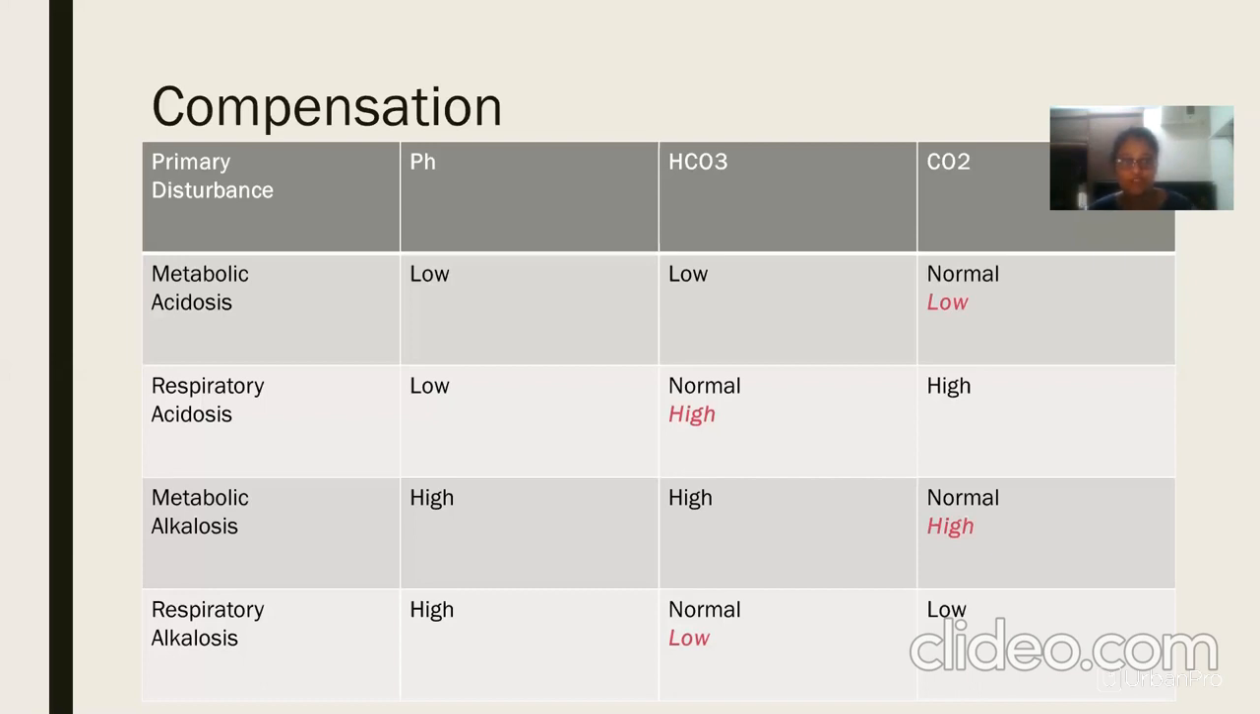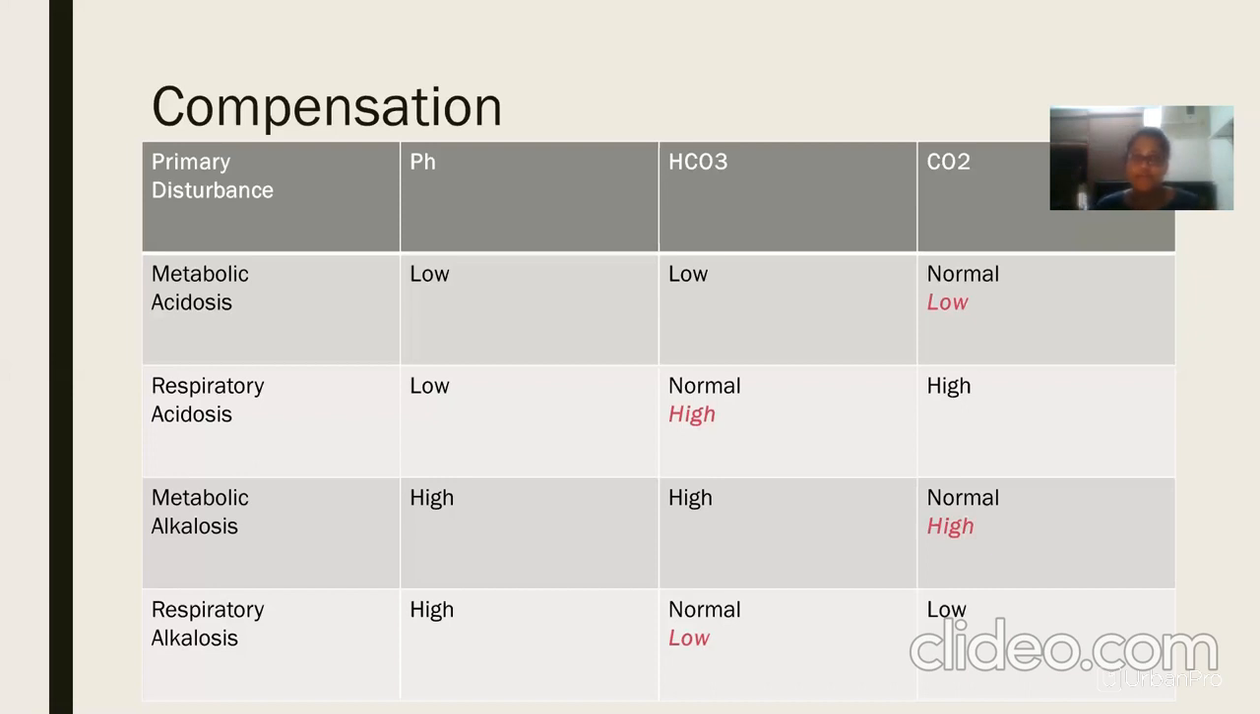Next slide, which is the next point, is metabolic alkalosis. Your pH is high, your bicarb will be high, and hence carbon dioxide will be normal and later on go high. Again, with a primary disturbance, the compensation moves in the opposite direction, and secondary compensation is in the same direction. Sorry, not secondary disturbance, secondary compensation.